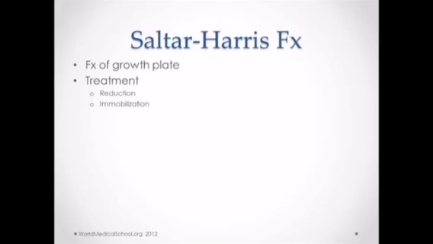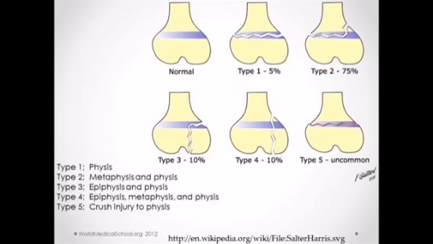Salter-Harris fractures are fractures of the growth plate in children, and the treatment is usually reduction and immobilization. There are 5 different types of Salter-Harris fractures. A type 1 Salter-Harris is a transverse fracture through the physis, resulting in an increased width of the physis. The growth zone of the physis is usually not injured, and growth disturbance would be uncommon with type 1.